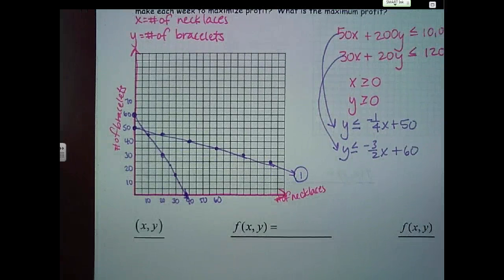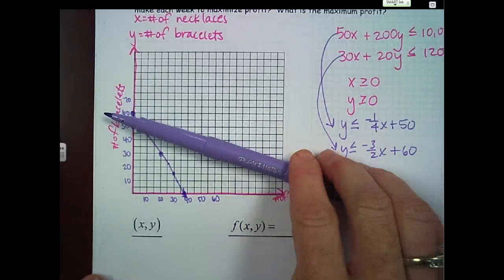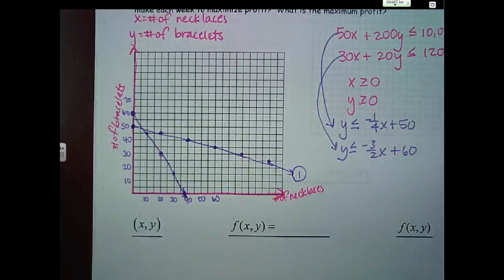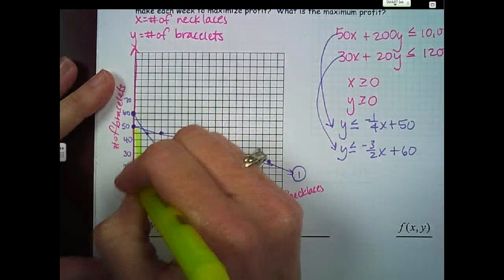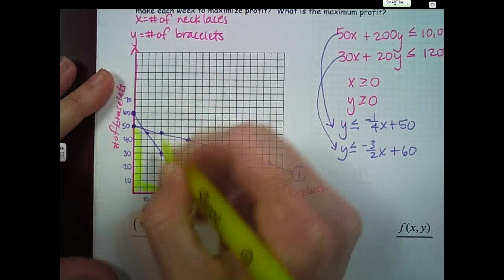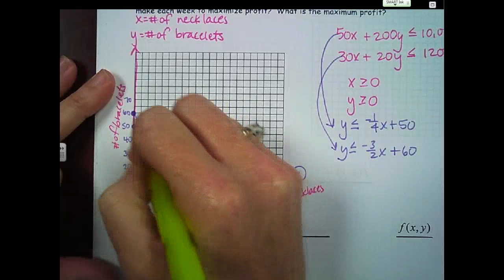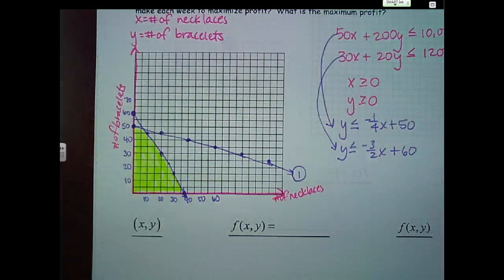Now, if we look at the shaded region, the first line is shaded less than, which is down, and the second line is shaded down. So the feasible region in this case is here. Right? Okay, let's find our vertices.